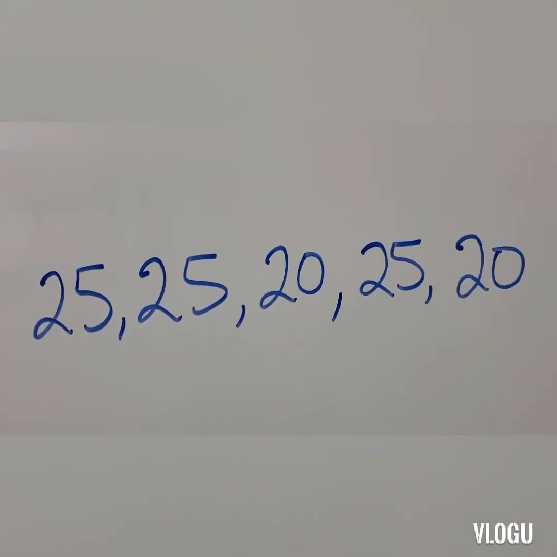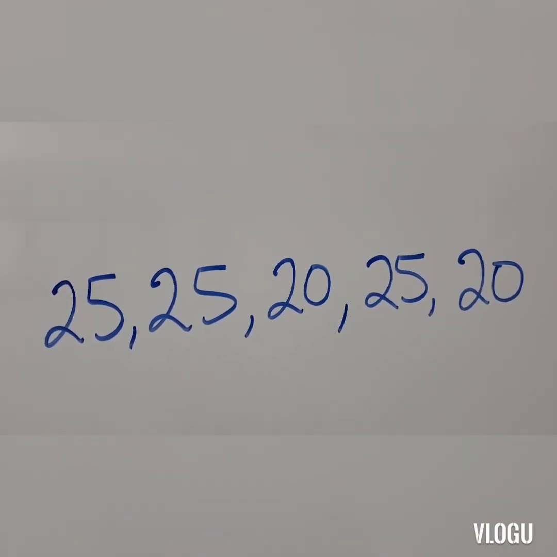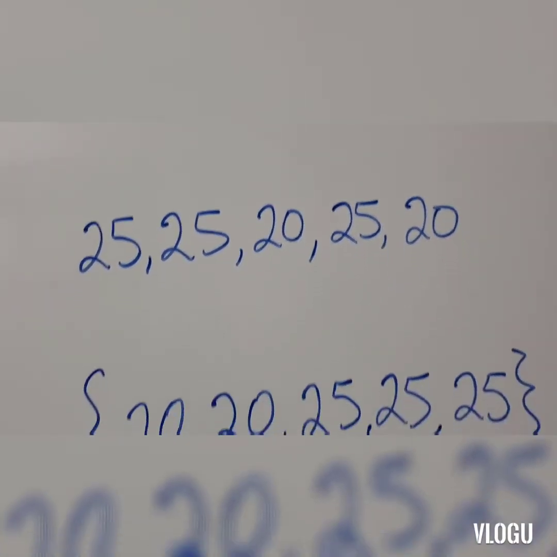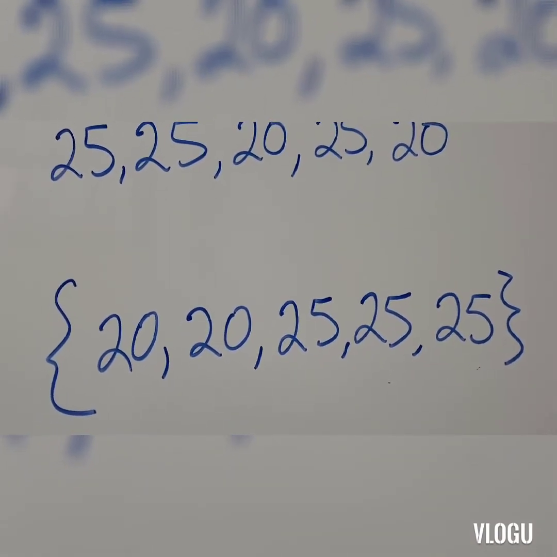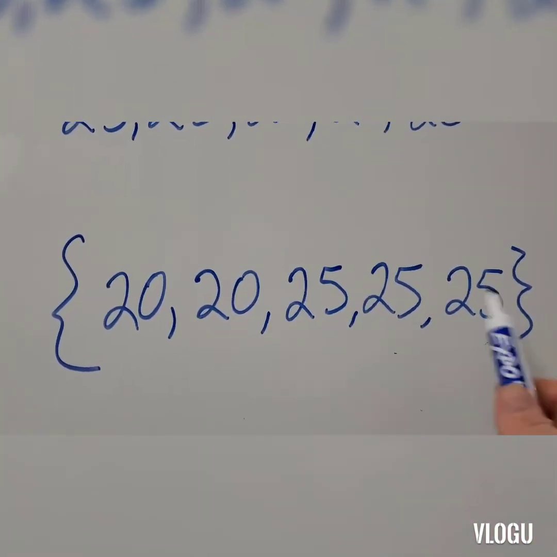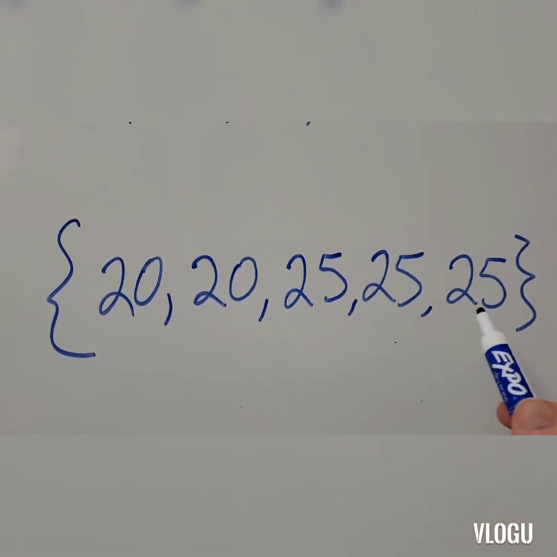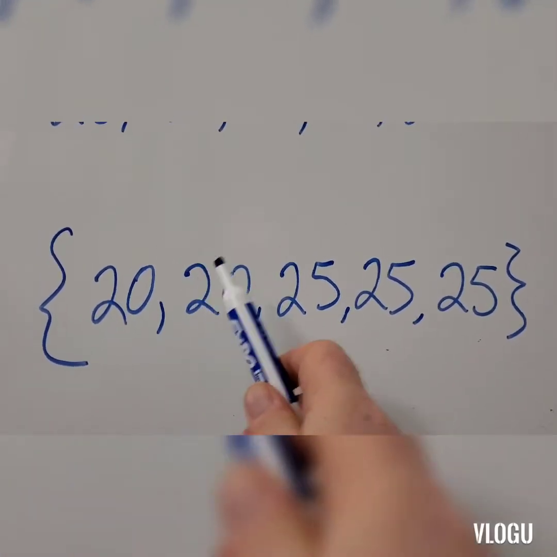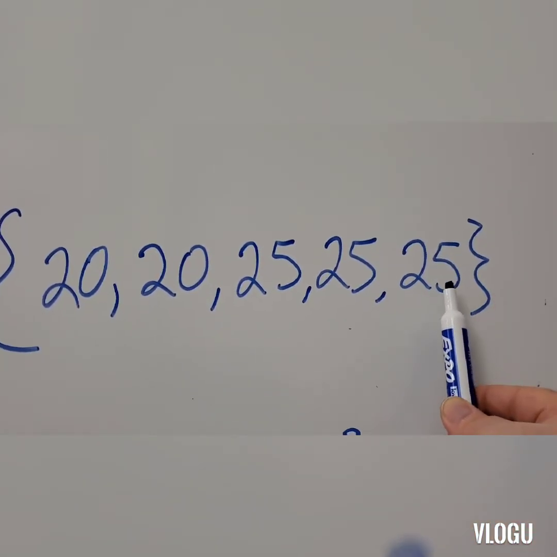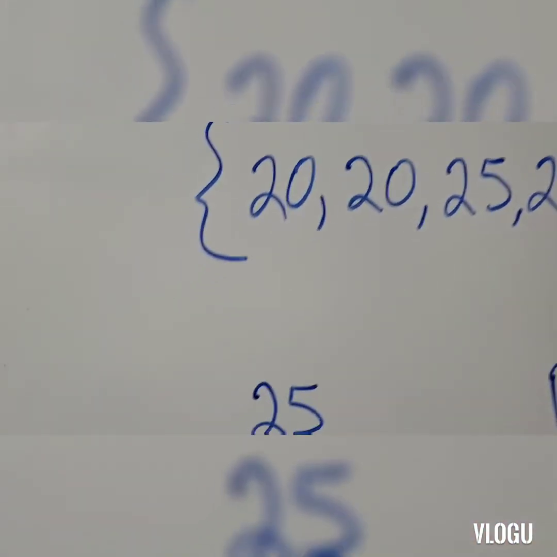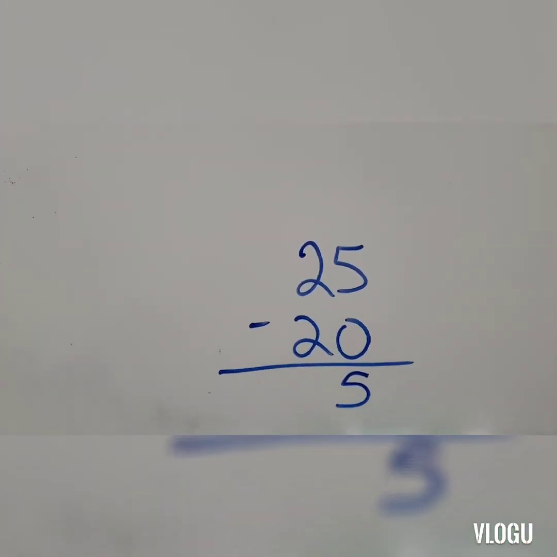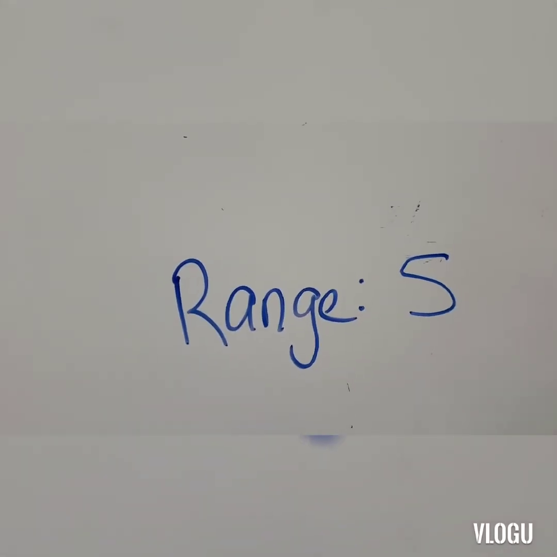Last one to try on your own, but together. Pause the video, come up with your range, and restart when you are finished. If you put them in order, you would have found that you have 20, 20, 25, 25, 25. These repeat and these repeat. These repeat the most, and even though we're not looking for the mode, our mode is 25. If we're looking for the median, we can cross out the ends and find that our median is 25. But our range is the largest minus the smallest. So we have 25 minus 20, which is 5. Our range is 5. Did you get 5?